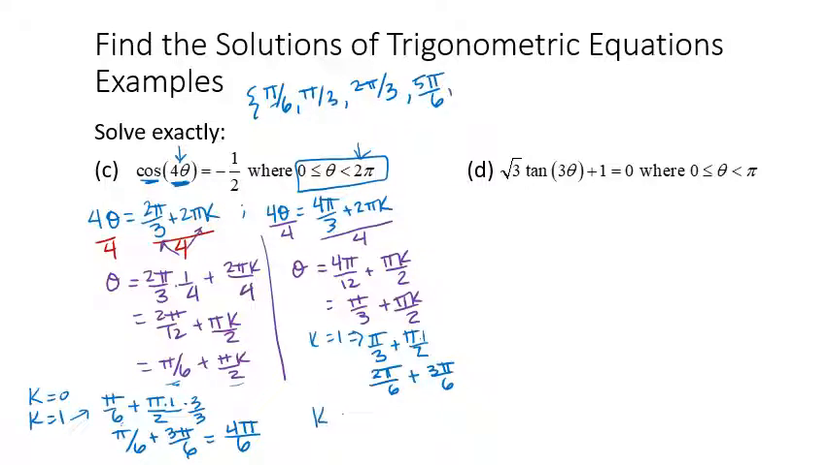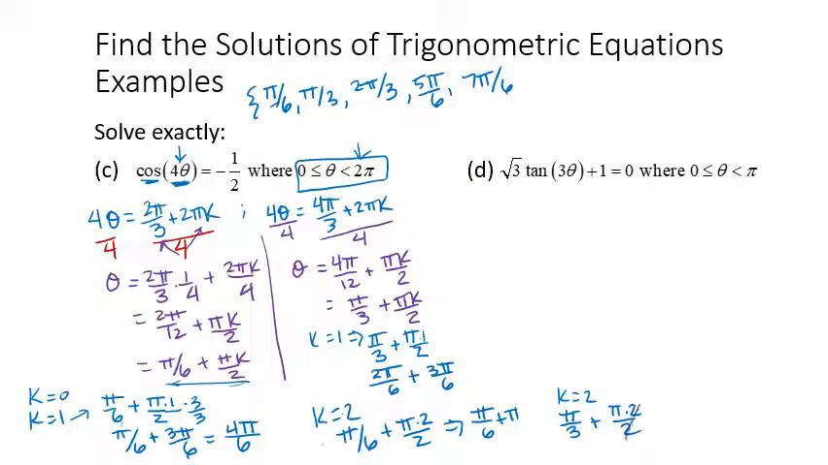Okay, now we'll let k equal 2. So when k is 2, in this first one, we get pi over 6 plus pi times 2 over 2, which is just pi over 6 plus pi. So pi over 6 plus pi is 7 pi over 6. When k equals 2 for the second equation, I end up getting pi over 3 plus pi times 2 over 2, which is just pi. Pi over 3 plus pi is 4 pi over 3.